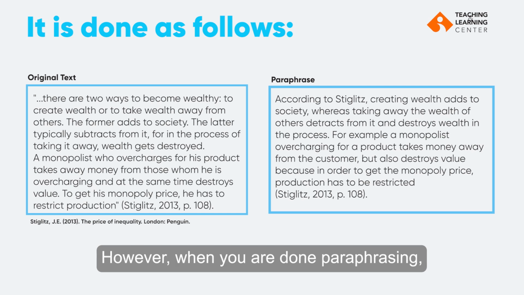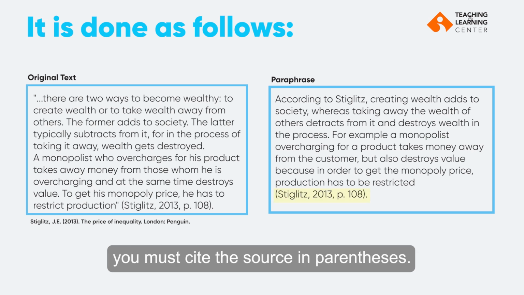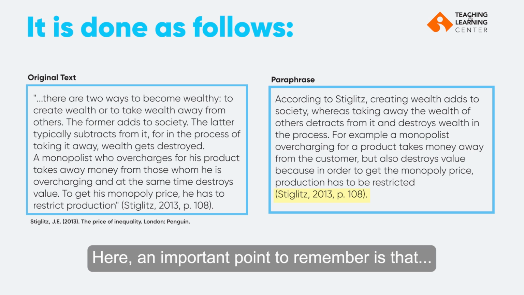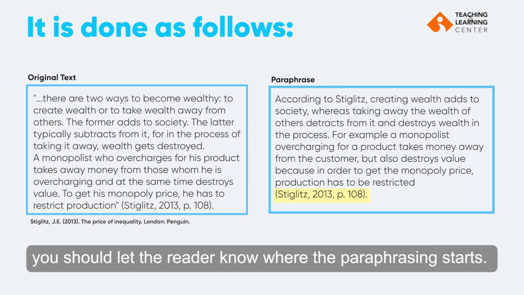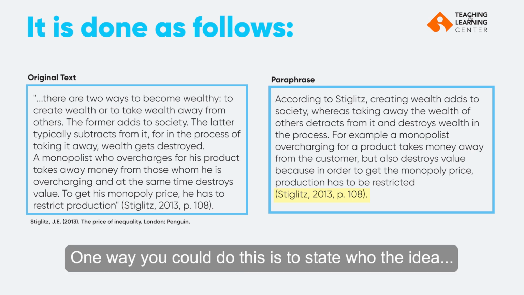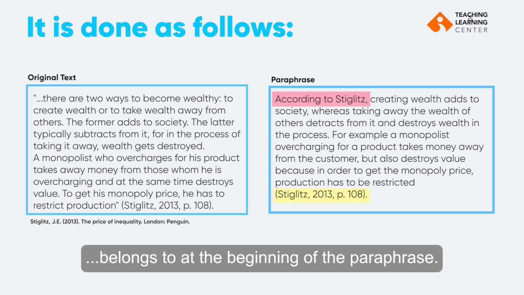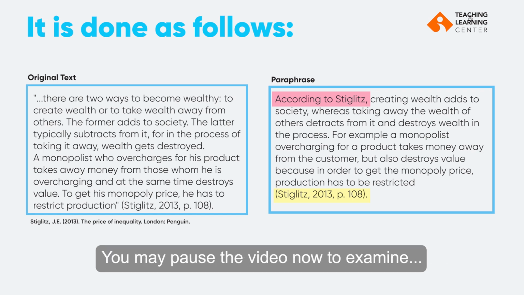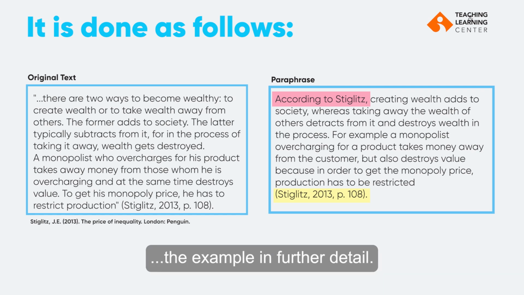However, when you're done paraphrasing, you must cite the source in parentheses. Here, an important point to remember is that you should let the reader know where the paraphrasing starts. One way you could do this is to state who the idea belongs to at the beginning of the paraphrase. You may pause the video now to examine the example in further detail.